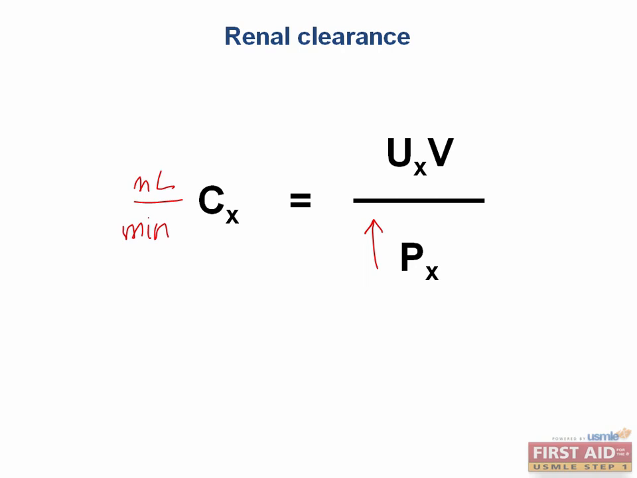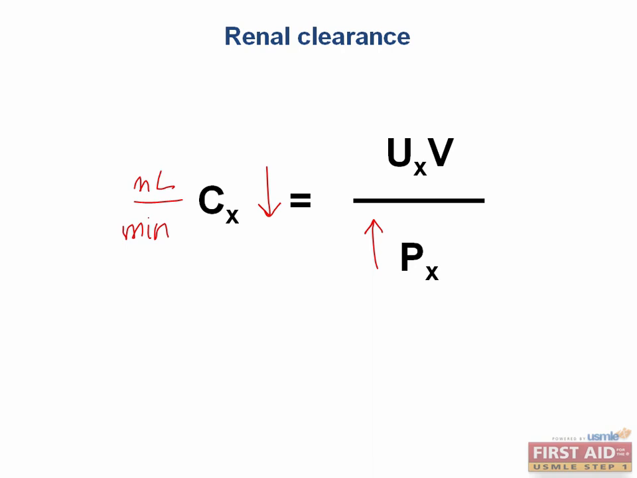Well, this would mean that the clearance of the substance X is pretty low, which makes sense with the equation. If Px goes up, Cx will go down. Another way of thinking about this is that the plasma concentration of any substance that's cleared renally will be high when the kidneys aren't functioning as well as they should be.